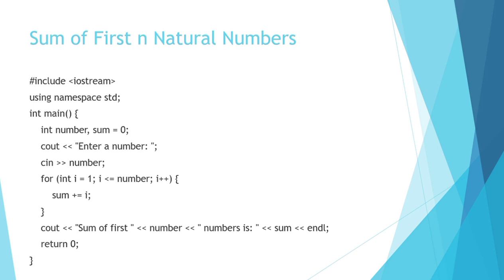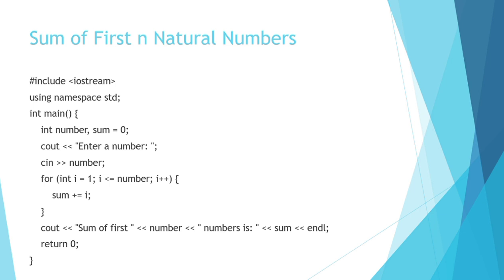for (int i = 1; i <= number; i++). This is a for loop that runs from 1 to the value entered by the user, stored in number. The loop starts by initializing the variable i to 1. The loop runs as long as the value of i is less than or equal to number. Once i exceeds number, the loop terminates. After each iteration, the value of i is incremented by 1, equivalent to i = i + 1.